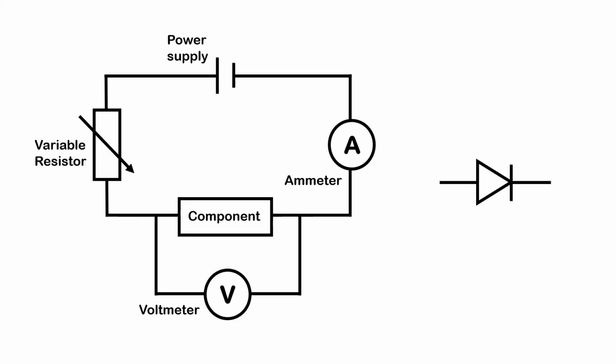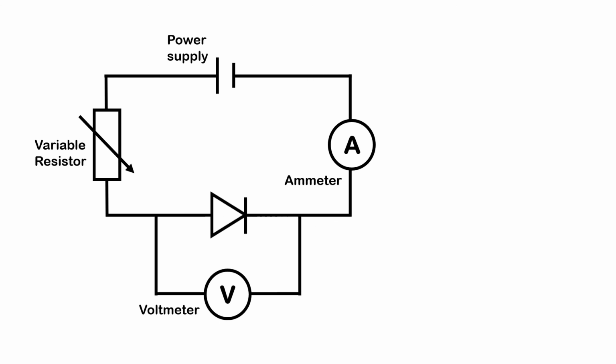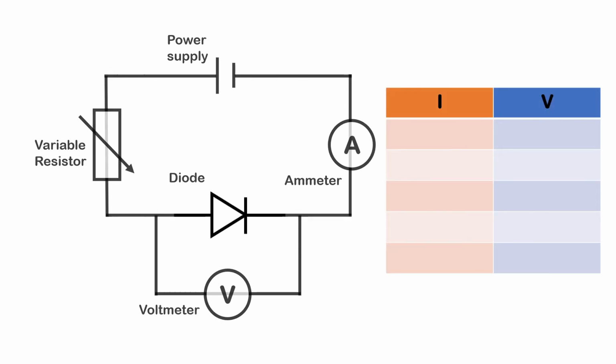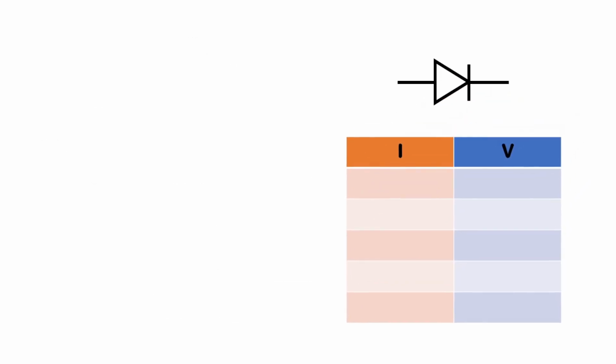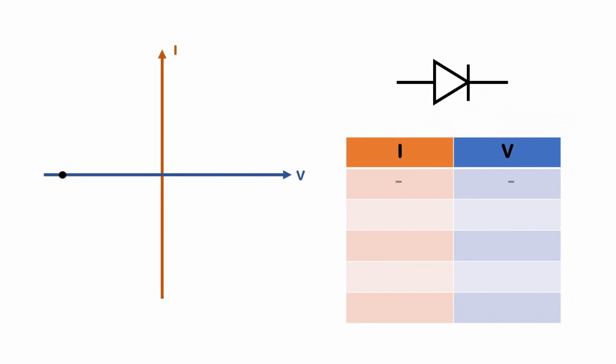So let's now put our final component into our circuit and take some readings. We expect to see no current flow at negative potential difference and no current flow at positive potential difference until a threshold voltage has been reached. Beyond the threshold voltage, we can see that the current increases rapidly.